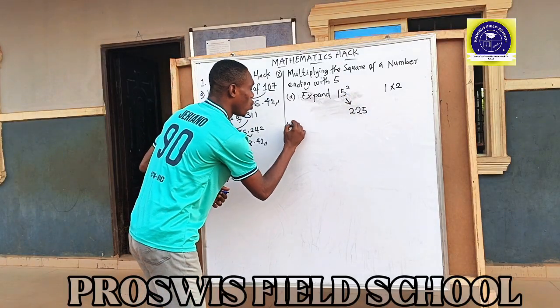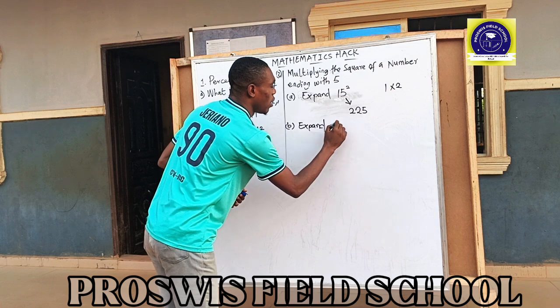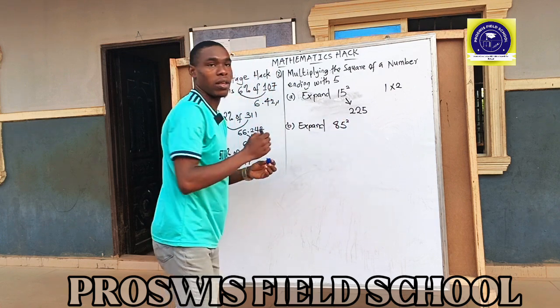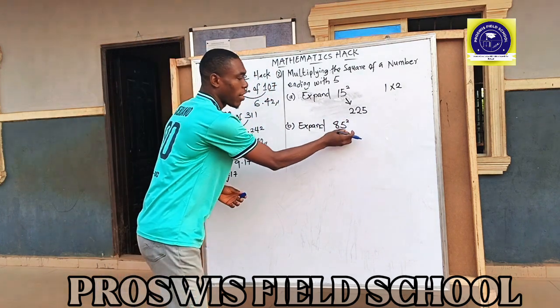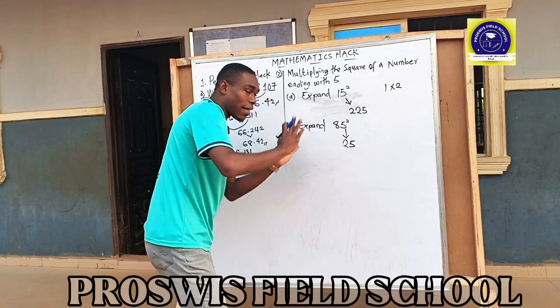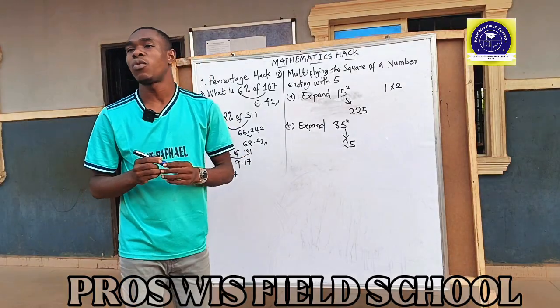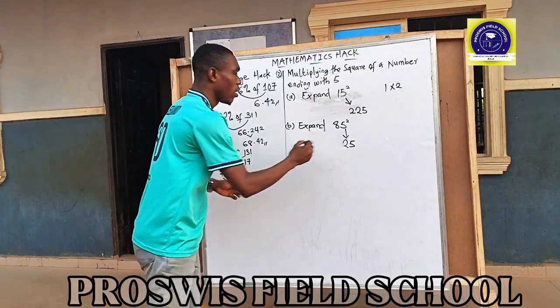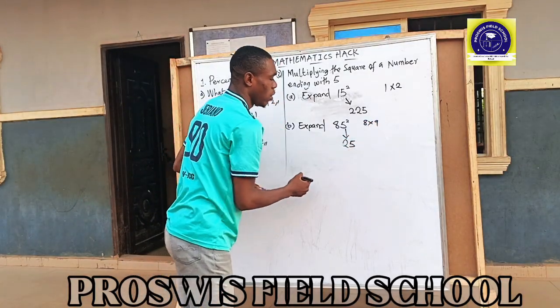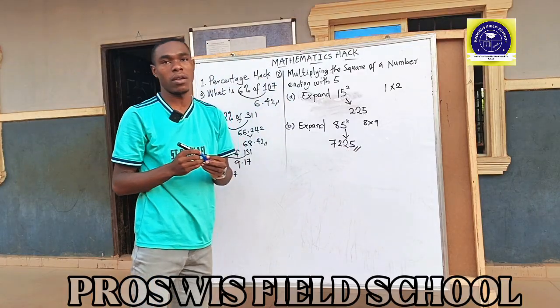Now we can say this is just a small number. How about we expand 85 square? Now I said this 5 becomes 25. Just keep it at the latter part. And then you're having 8. After 8, what was the next number? 9. 8 times 9 is what? 72. This becomes 85 square.